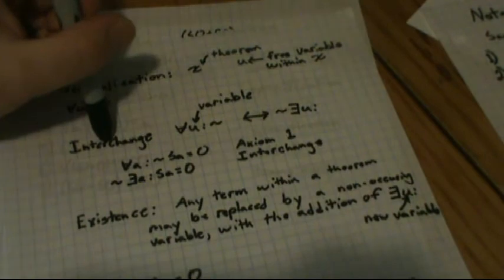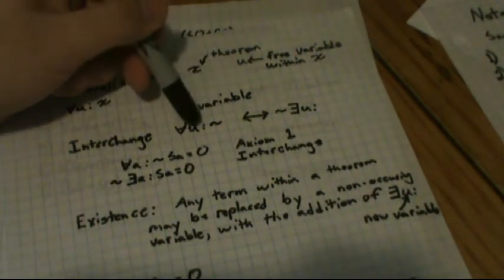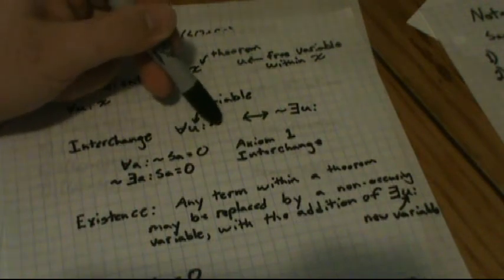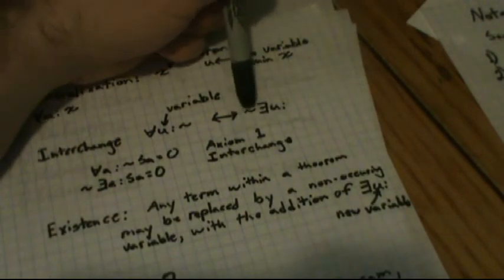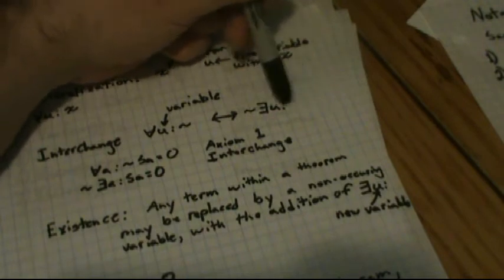Our next rule will be the interchange rule, which is that if we have any variable, and all instances of that variable mean "not something or other," we can exchange it with "there does not exist a value for whatever variable such that whatever." And this one actually goes backwards as well as forwards. You can use either of these two interchangeably.